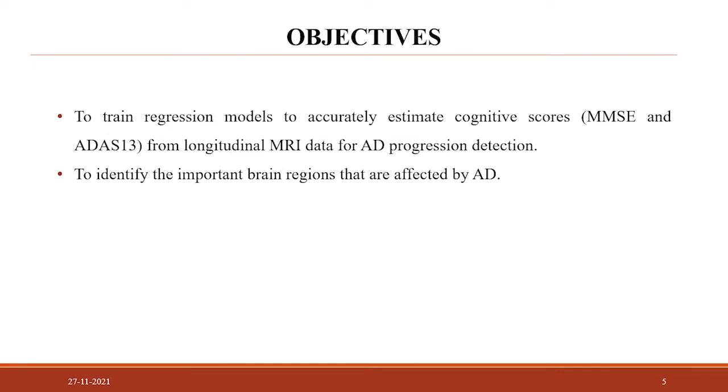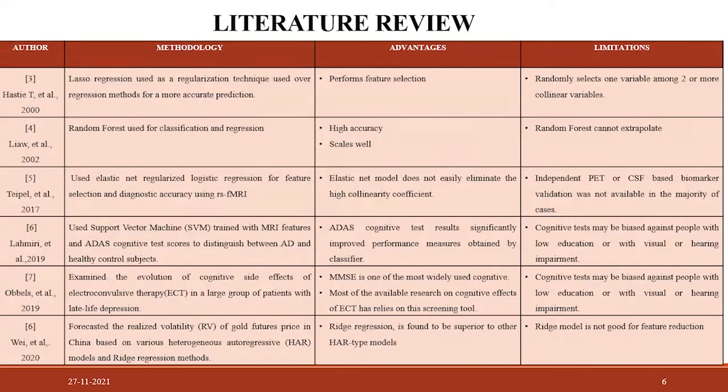So the objective of this work is to train regression models to accurately estimate scores such as Mini Mental State Examination, MMSE, and Alzheimer's Disease Assessment Score 13, ADAS-13, from longitudinal MRI data for AD progression detection. The second objective of this paper is to identify the most important brain regions that are affected by AD.